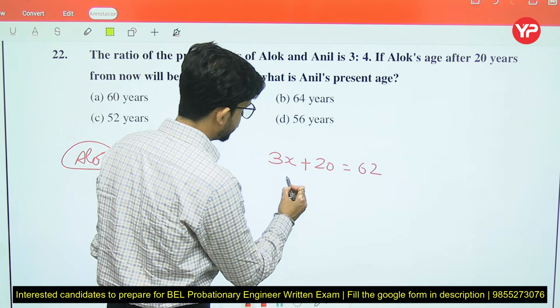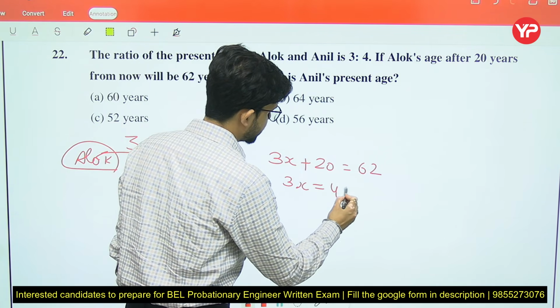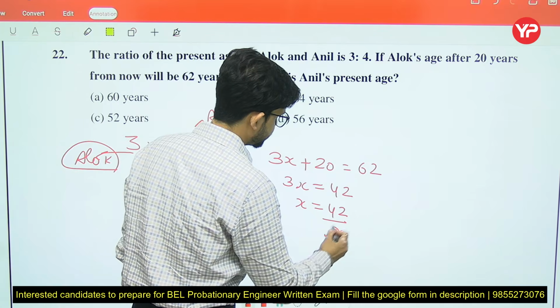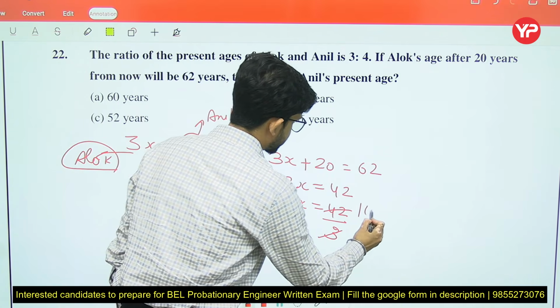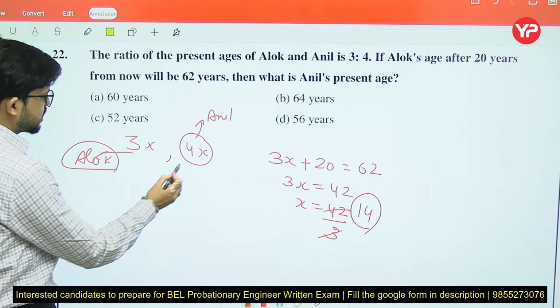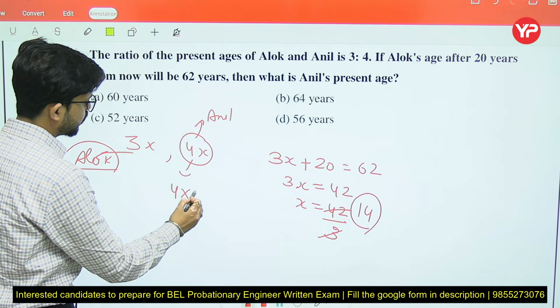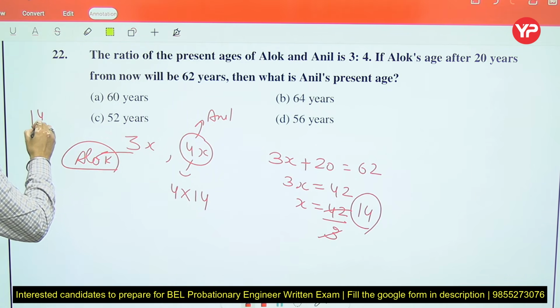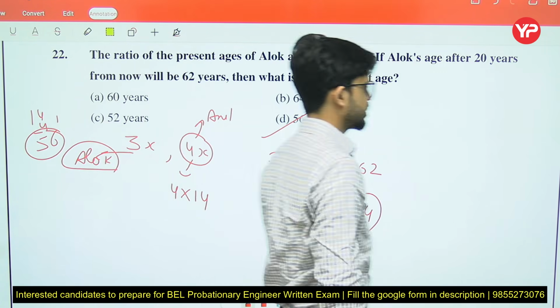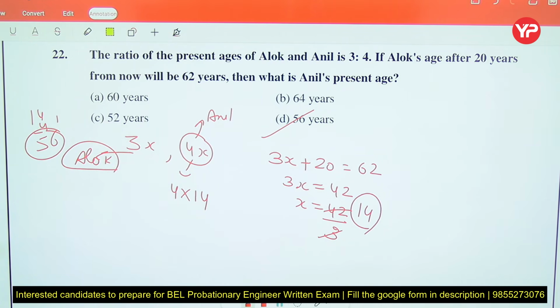So what we have to do? 3x is equal to 42, x is equal to 14. So x is equal to what? 14. And now if x is equal to 14, we have to take 4 into Anil's age. 14 into 4, we get the age of Anil, how much? 56. That is the answer.